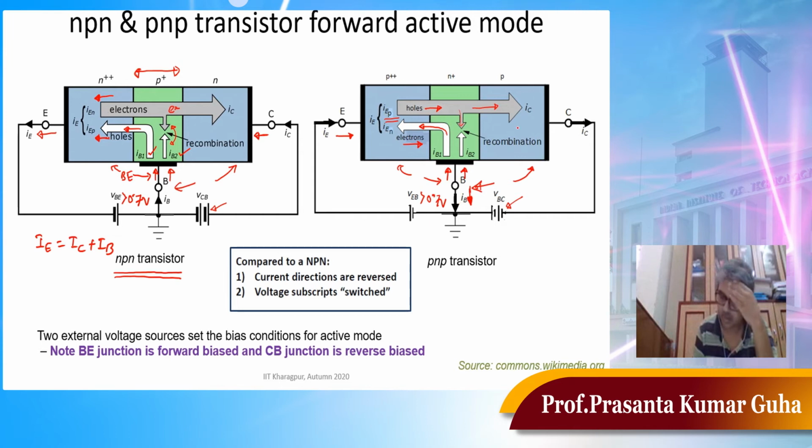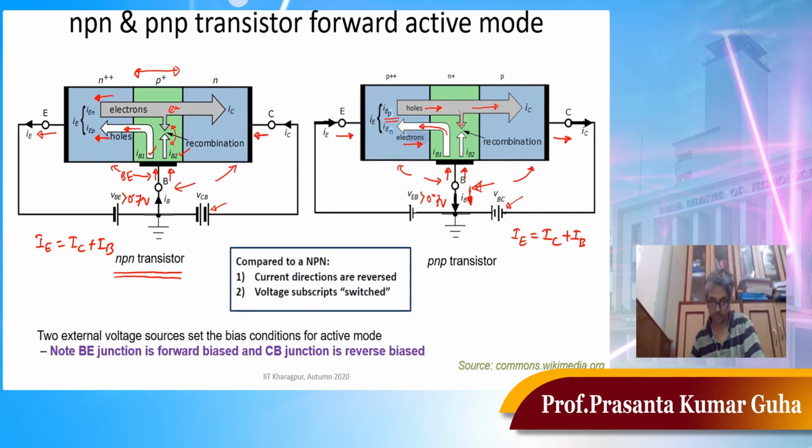And the collector holes are reaching the collector, so the collector current is in the direction of the motion of the holes. Here also you see IE current is entering from the emitter terminal, and from the base and collector the current is leaving the device. So we can again write IE is equal to IC plus IB, right?